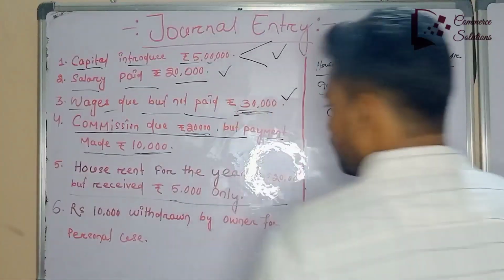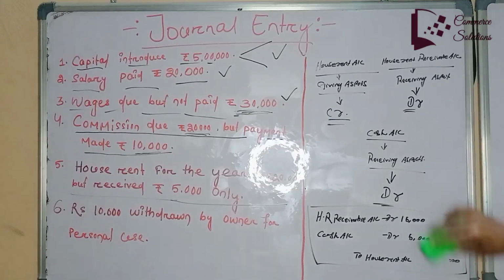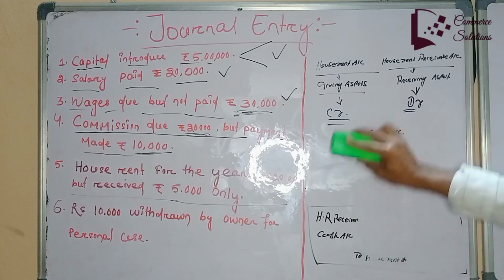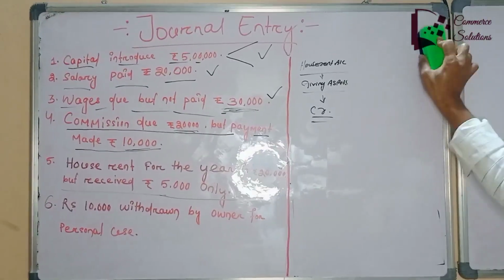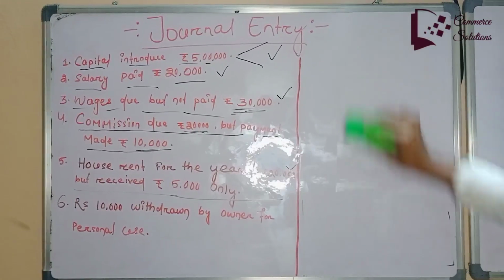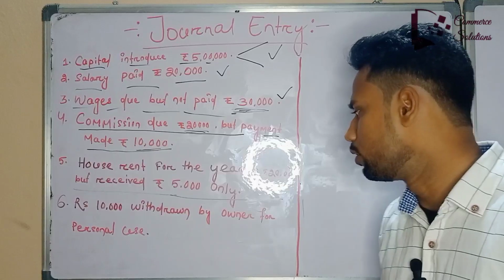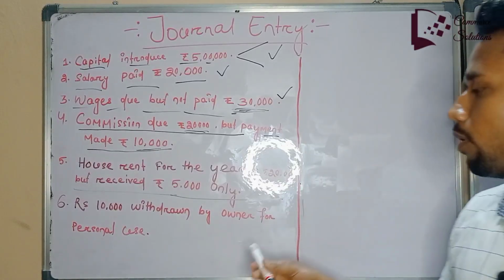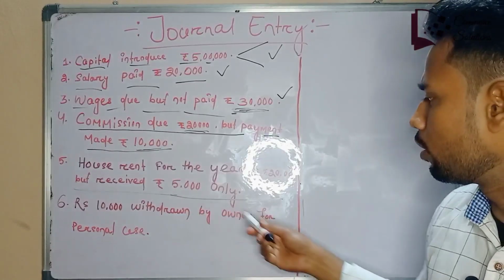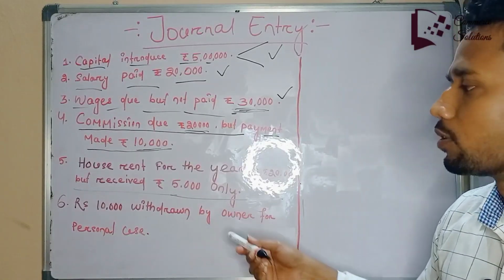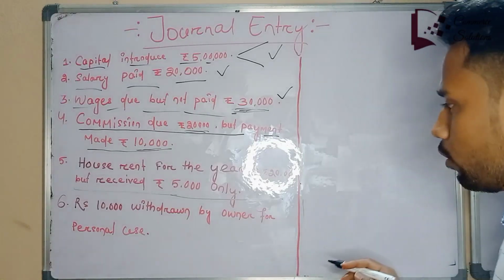So let's come to the last transaction. The last transaction is rupees 10,000 withdrawn by the owner for personal use. So here this transaction is containing two accounts.